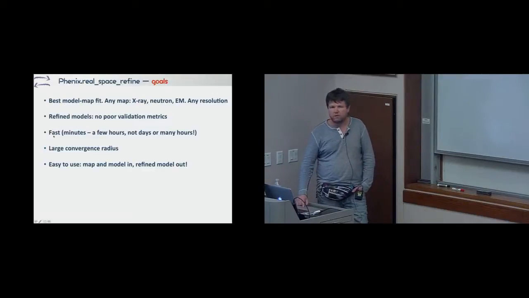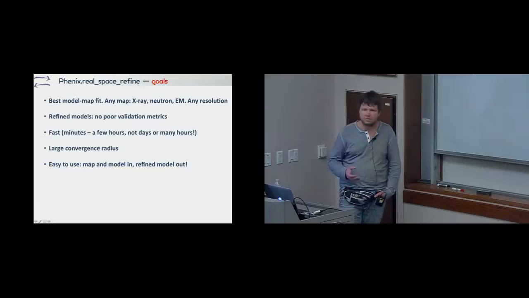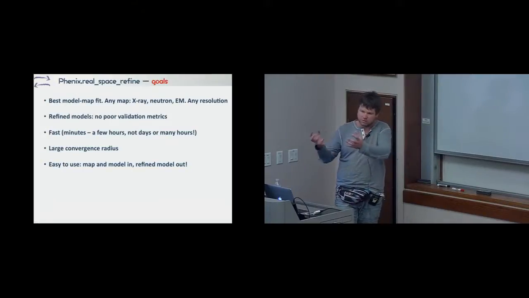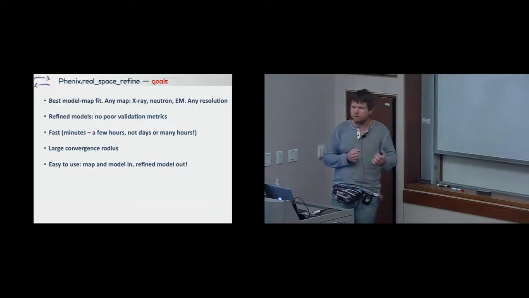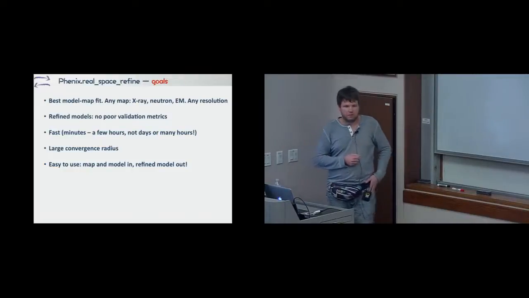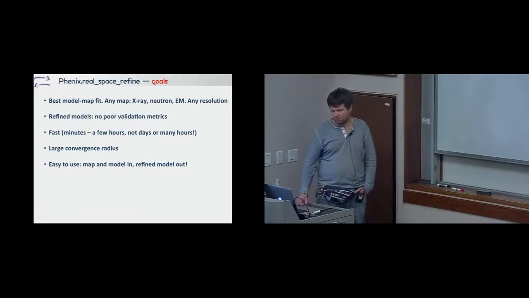So it needs to be fast, because when I run Phenix.refine on a big structure, it took several days. The goal is to have it take seconds, minutes, maybe hours in very big cases. We also want a large convergence radius, because I've seen structures from users that are very, very distorted. In some cases, you need to move the entire arrangement of helices or beta sheets a long distance before they fit the electron density. So it needs to have a large convergence radius.